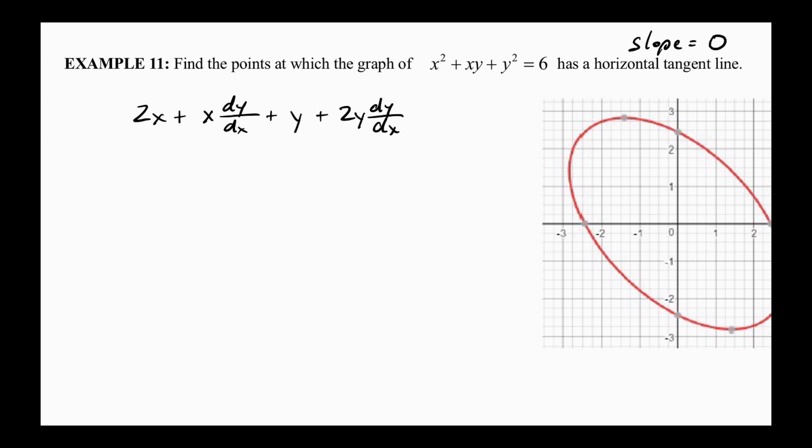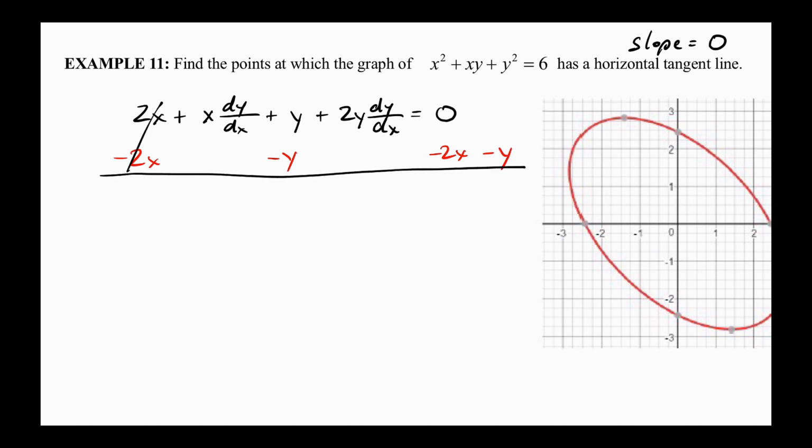Okay, so now we have to isolate, equals 0. Isolate. So I'm going to subtract everything that doesn't have a dy dx tag on it. So we get x dy dx plus 2y dy dx equals negative 2x minus y. Okay. Isolate. Factor out dy dx.